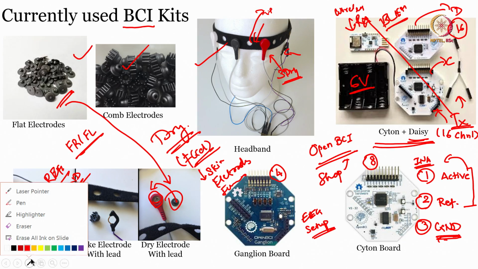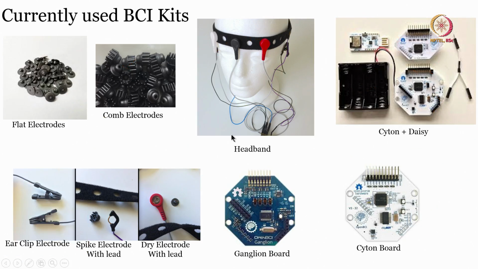Let me just erase everything so we can have a list of that. If you want to record or have your EEG setup, the first thing you should have is electrode. Again, when you say electrode, you should know whether you want dry electrode or wet electrode. For dry electrode, you just have to wear it and it will work. Wet electrode, you have to prepare a subject.